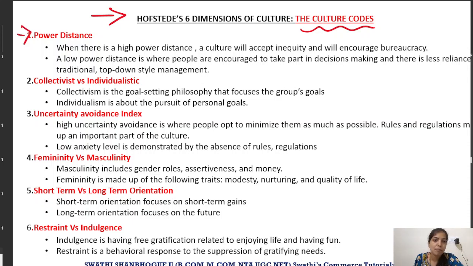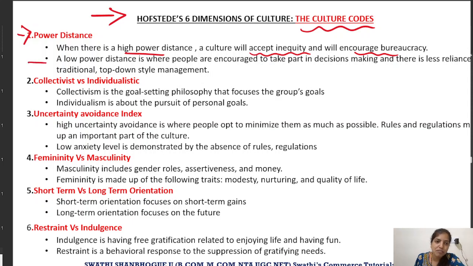So the first is power distance. Here we ask whether high power is allocated in the hands of the business entity, or whether there is low power. If there is high power, that is monopoly prevailing in one particular market, any culture will accept all the inequalities and encourage bureaucracy, because the views and opinions of the people will not be given importance. Whatever the business sells, they will have to purchase it. But that type of power is not good for the economy on the whole.